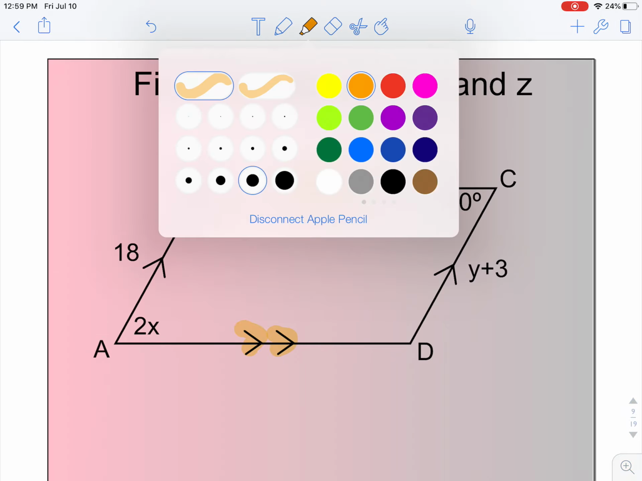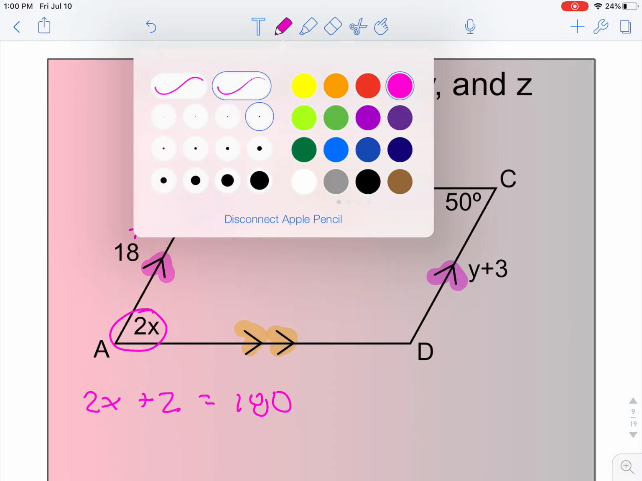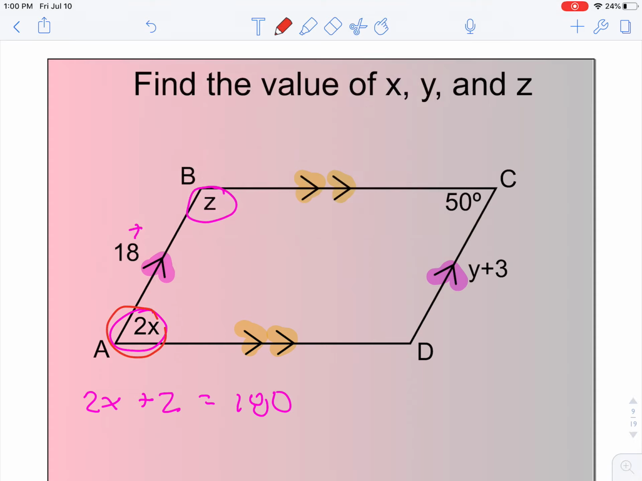Okay, first of all, notice that we have a parallelogram by definition because we have both pairs of opposite sides are parallel. So we have a parallelogram. So what does that mean? Well, what it means is that consecutive angles are going to be supplementary. So that means that 2x plus z is equal to 180, but I don't know z. So let's try to see if I can find something else. I also know that 2x is equal to 50.